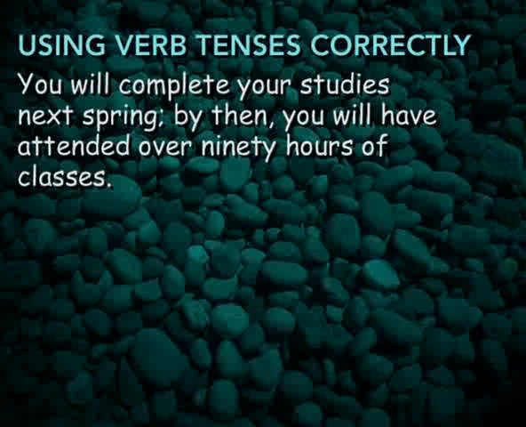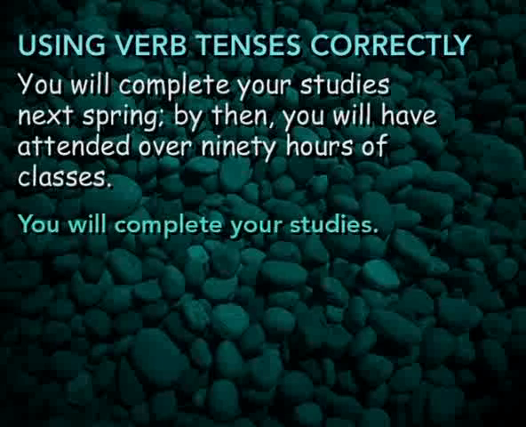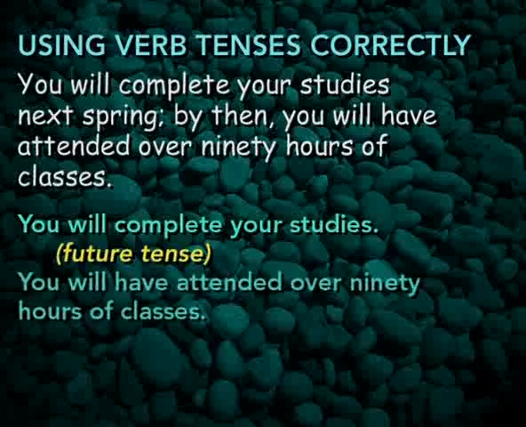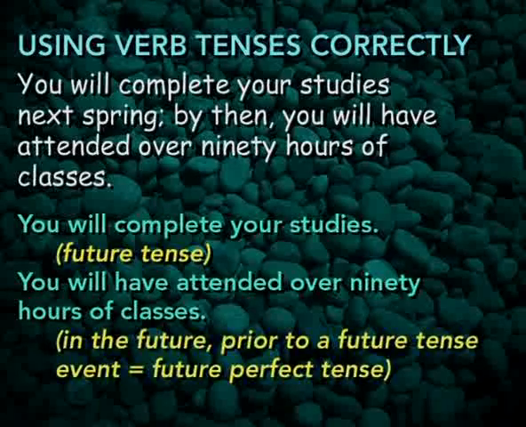Once again, there are two events described in this sentence. The first event is you're completing your studies. That's described in the future tense because it's something that's going to happen in the future, specifically next spring. You will complete your studies. That's the future tense. Now, what about the attending of over 90 hours of classes? Well, that's something that's going to happen prior to your completing of your studies. After all, attending all those classes, all of that is part of the process of the studies. So that's an event happening in the future prior to a future tense event. Therefore, it should be set up in the future perfect tense, and that's correctly done in this sentence.